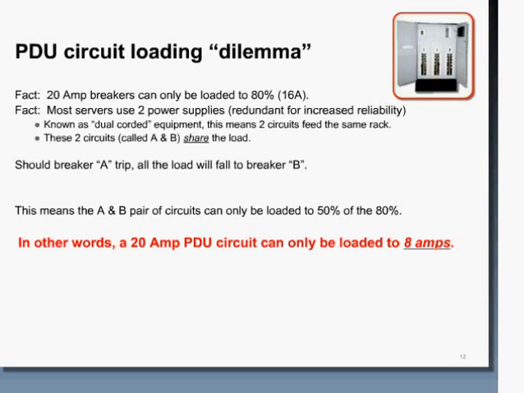That means that for an entire load, both A and B circuits could only be loaded to 50% of the 80%. So one of the things that we're trying to do is educate the market and also maintain that path for the customer. In other words, a 20 amp PDU circuit can only be loaded to 8 amps and still maintain code with the redundancy that we put in the data center space.